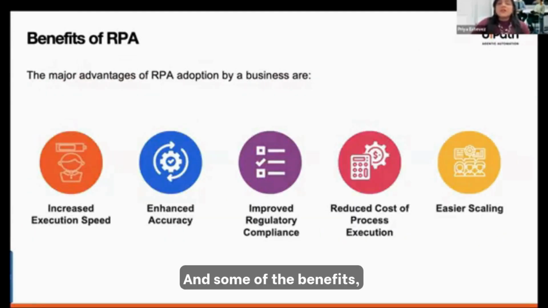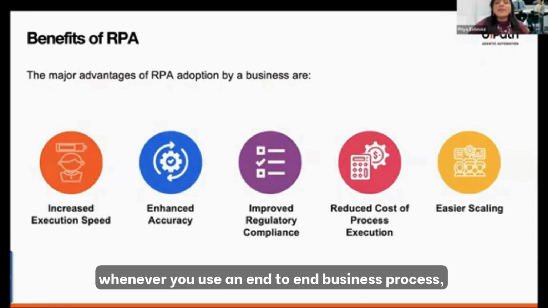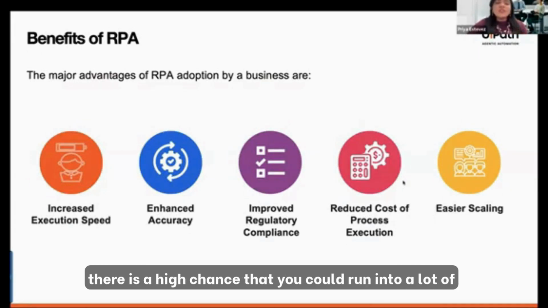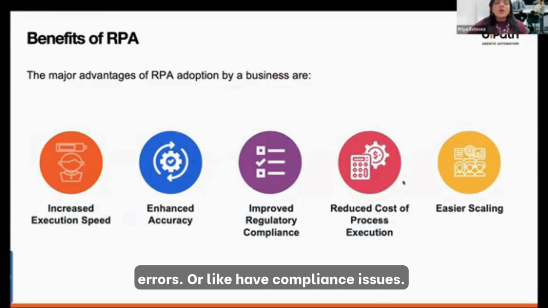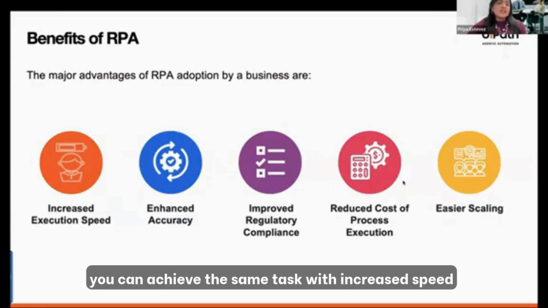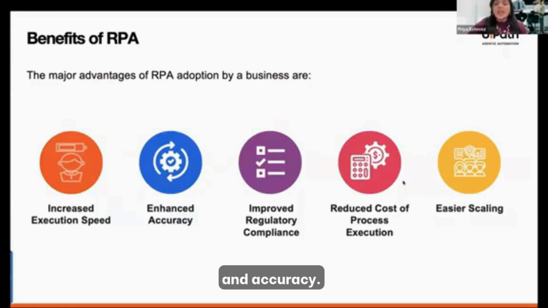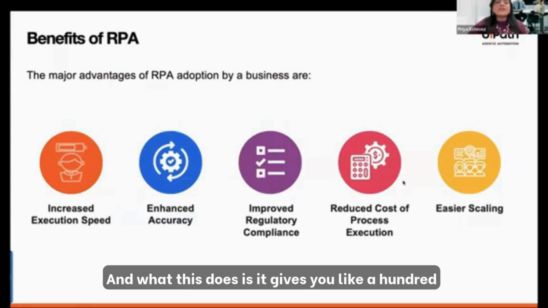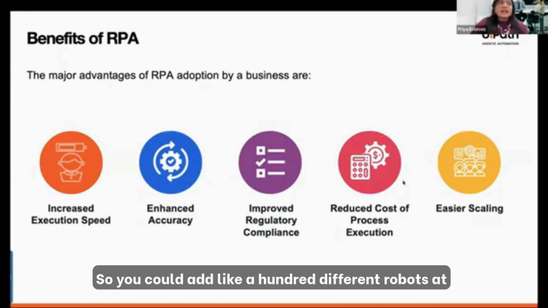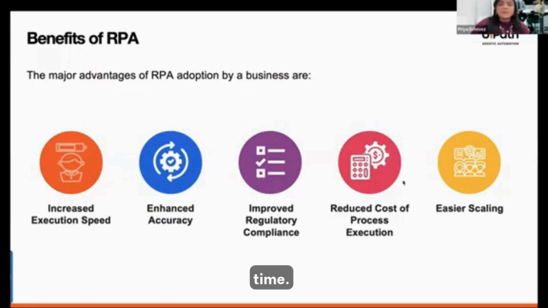And some of the key benefits of using RPA: whenever you run an end-to-end business process with 100% human involvement, there is a high chance that you could run into a lot of errors or have compliance issues. What RPA brings is that you can achieve the same task with increased speed and accuracy. This gives you a 100% compliance rate and it's easily scalable as well. So you could add 100 different robots at scale for your business process at any given point in time.